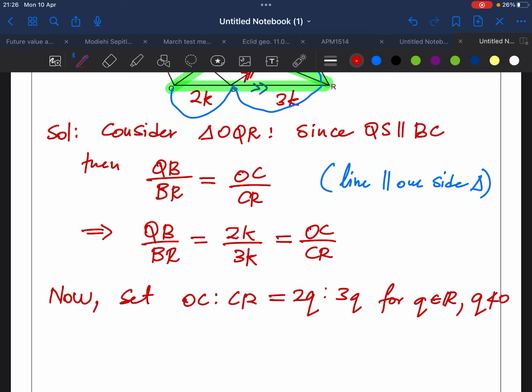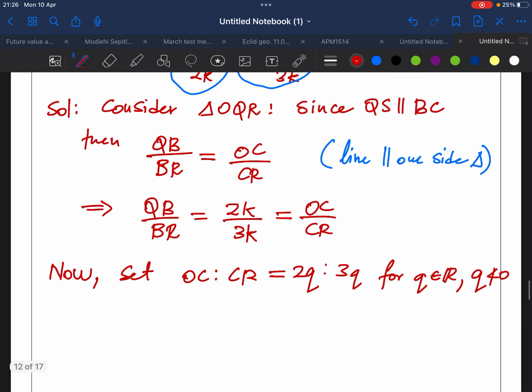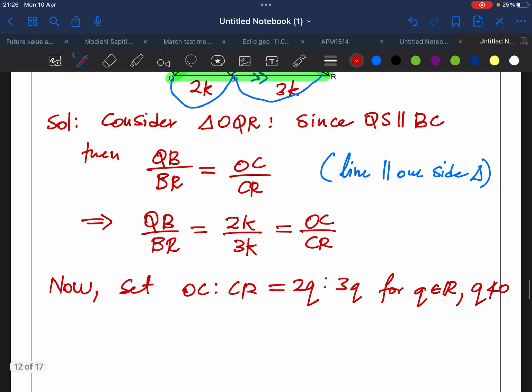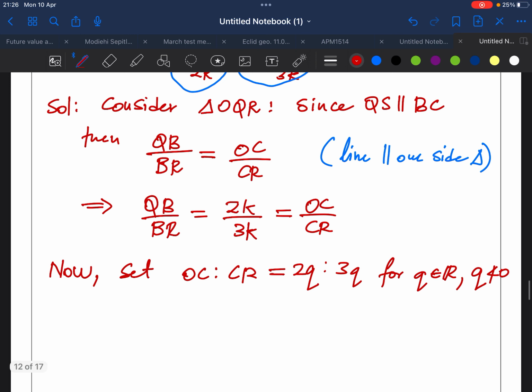Now, why are we doing this? Because we know that QB and BR are in the same proportion. So of course, OC and CR will have a proportion of 2 over 3. But we need to give this a different letter, not K. We can choose any letter, Q, S, whatever. But I prefer Q for this matter. So now, it is given that from our sketch, OR is equivalent to OP. But why is that the case?